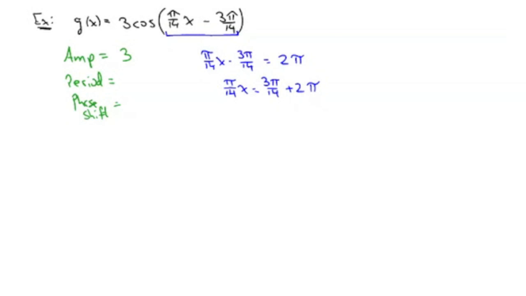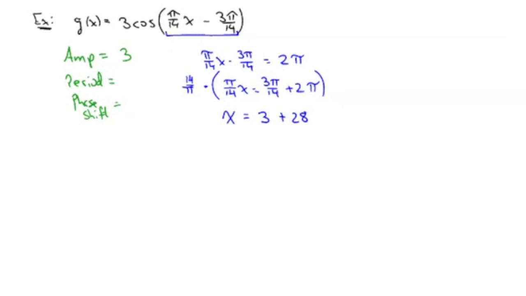Alright. Now, the tricky part. I have to divide by pi over 14, but it's easier to think of it as multiplying by 14 over pi. So if I multiply everything by 14 over pi, you're going to get x is equal to 3 plus... the 14's cancel, the pi's cancel, and you get 3 plus 2. Here the pi's cancel, and it's 14 times 2. So plus 28.